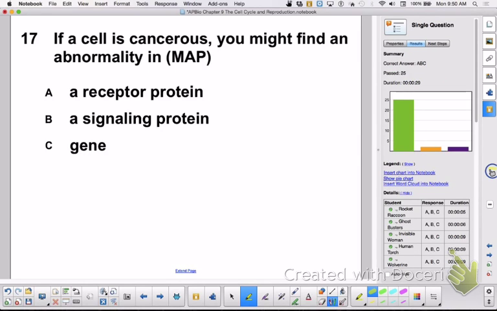Yeah, all of those. A receptor protein, a signaling protein is off, and a gene, right? You could be sending the wrong message, or the receptor could be doing whatever it wants to do regardless of the message, and definitely a gene's messed up, because it's genes that code for the receptors and genes that code for the message, right? So I'm going to go back to the DNA.